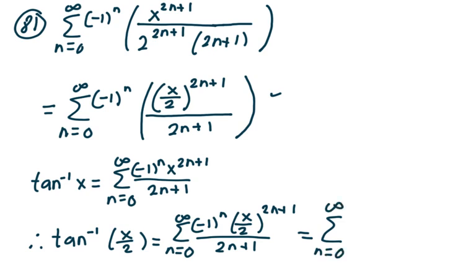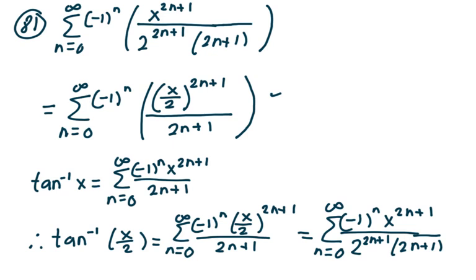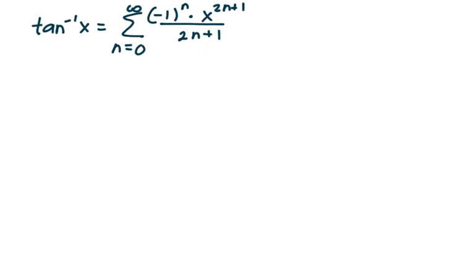This is the summation from n equals 0 to infinity of negative 1 to the n, x to the 2n plus 1 divided by 2 to the 2n plus 1 times 2n plus 1. And that's how we do number 81. And that's, of course, the formula for arctangent x. And what if I ask you the following? It's to find the sum of the series.